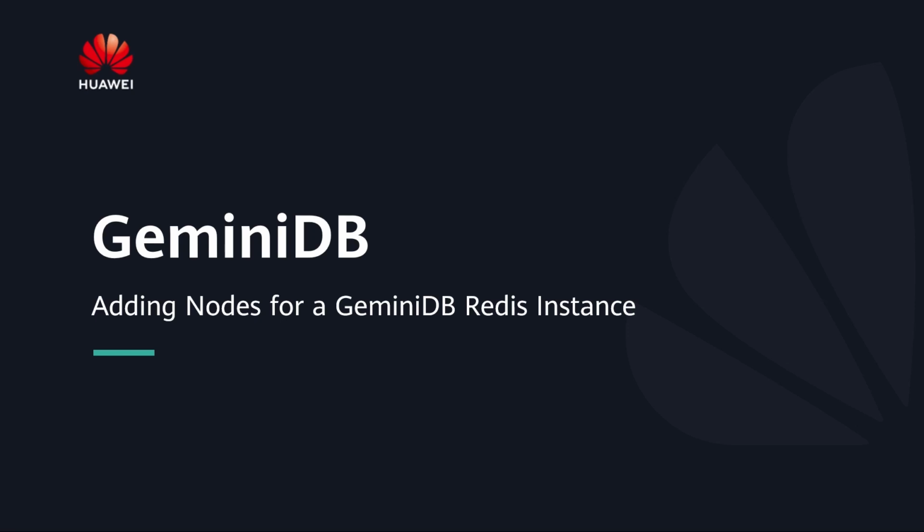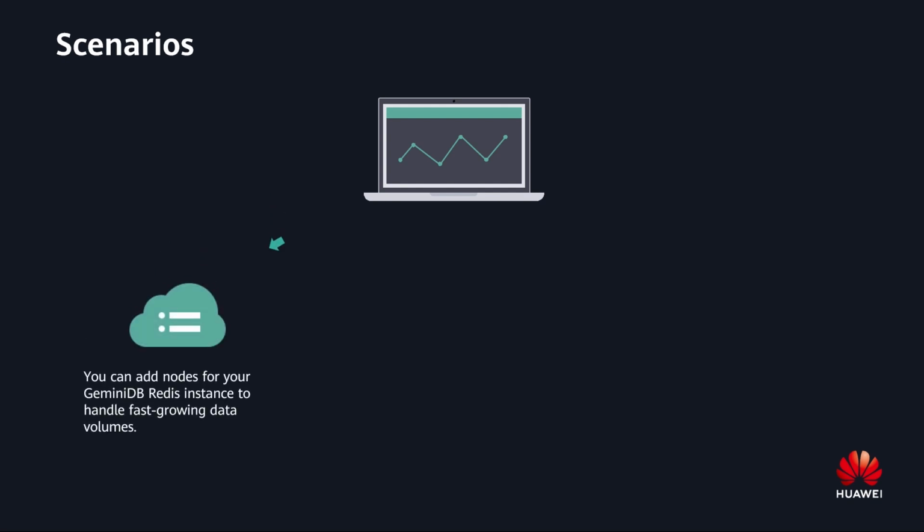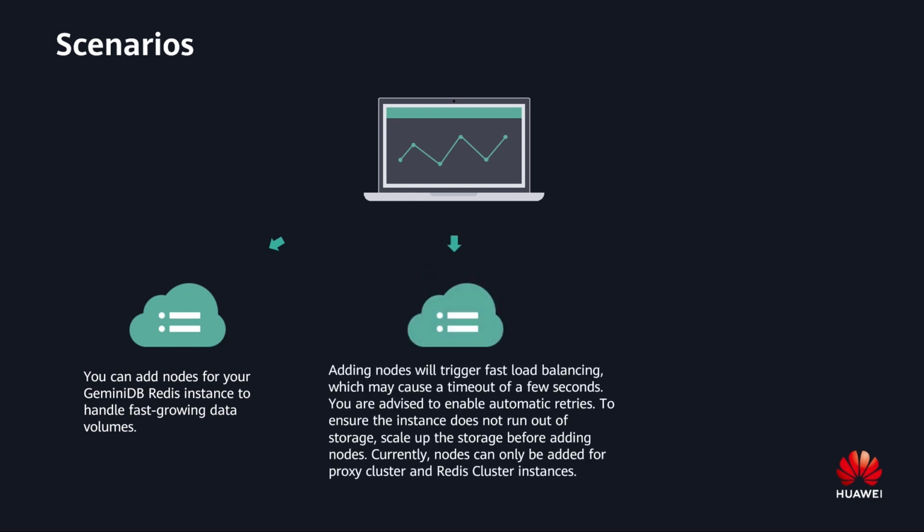After buying a GeminiDB Redis instance, you may find additional resources are necessary to accommodate evolving business needs. Add nodes for your GeminiDB Redis instance to handle fast-growing data volumes. Adding nodes will trigger fast load balancing, which may cause a timeout of a few seconds. You are advised to enable automatic retries.